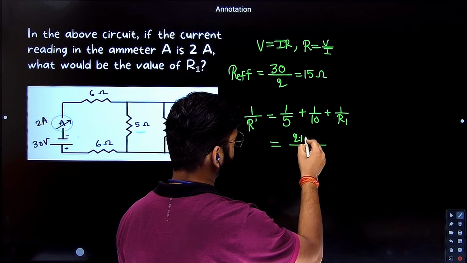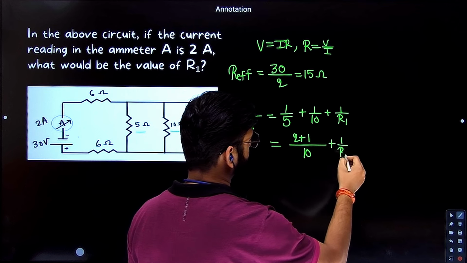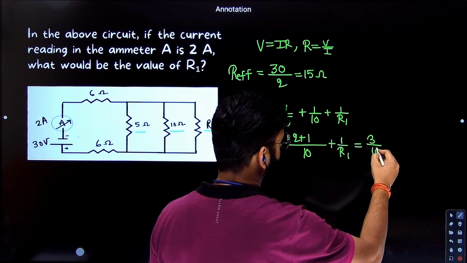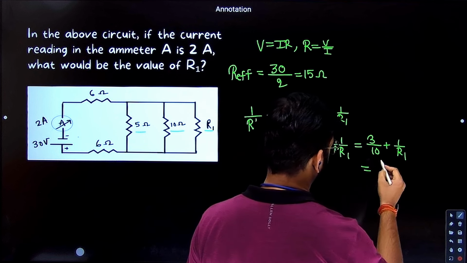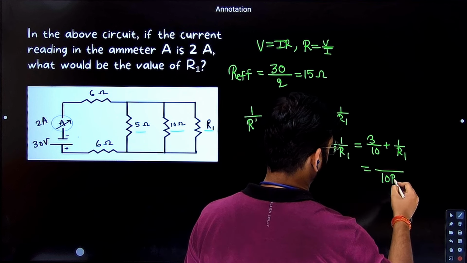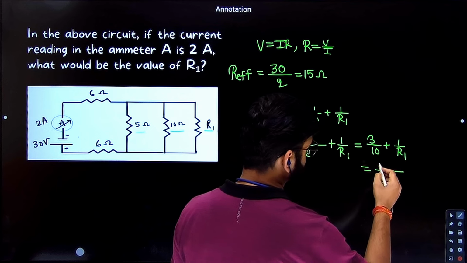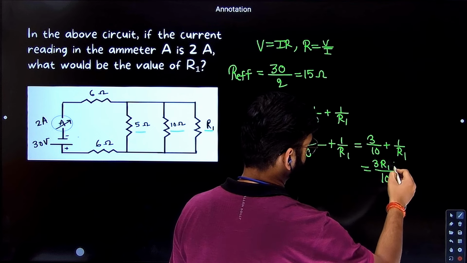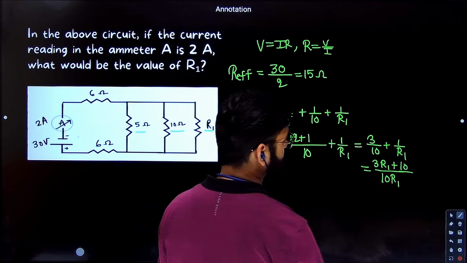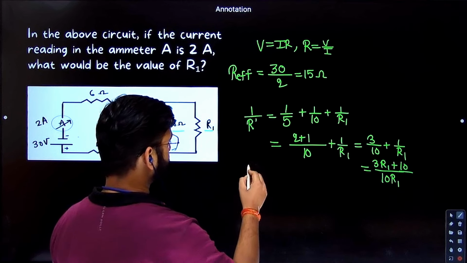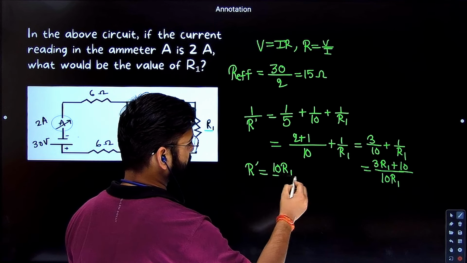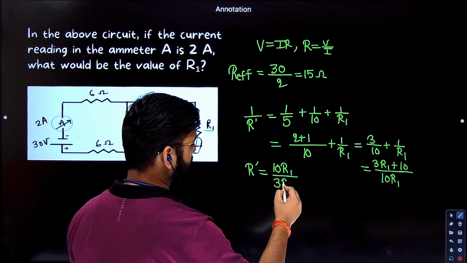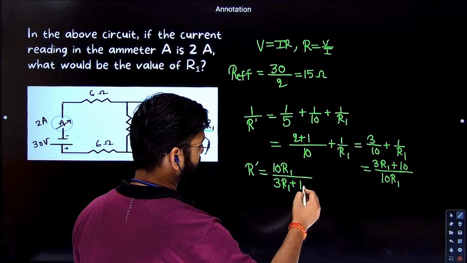2 plus 1, 3. So this will be 3 by 10 plus 1 by R1. If I simplify this, what will I get? 10 R1. And this will be how much? 3 R1 plus 10. So R dash will be equal to 10 R1 divided by 3 R1 plus 10.